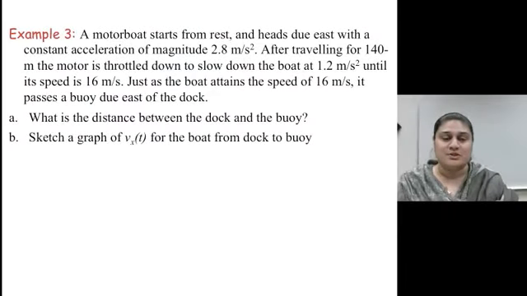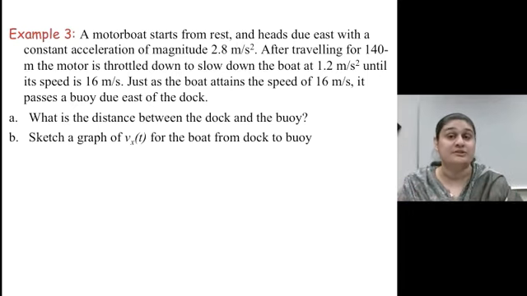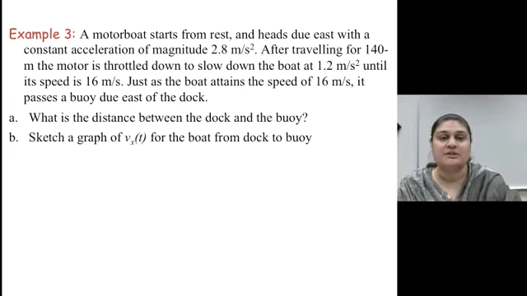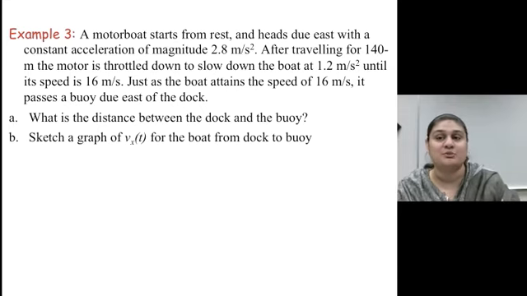Now here's another very interesting problem. This is a problem that involves multiple ideas that you are going to need in order to solve homework problems and quiz problems. A motorboat starts from rest and heads due east with a constant acceleration of magnitude 2.8 meters per second squared. After traveling for 140 meters, the motor is throttled down to slow the boat down to 1.2 meters per second squared until its speed is 16 meters per second. Just as the boat attains a speed of 16 meters per second, it passes a buoy due east of the dock. What is the distance between the dock and the buoy?